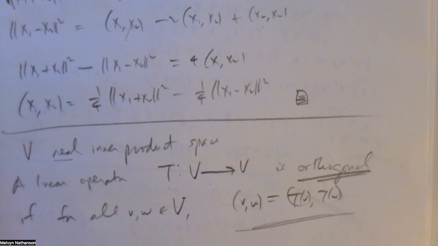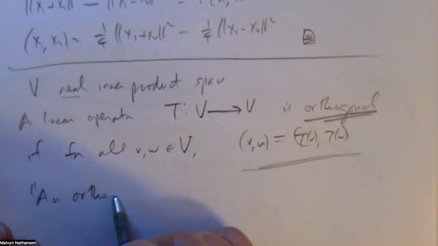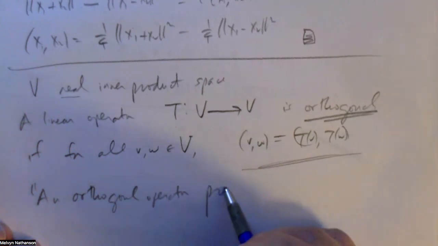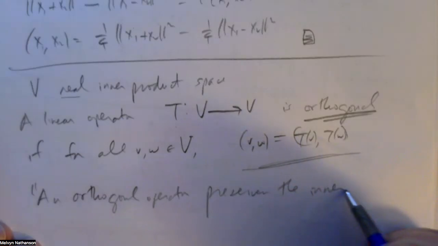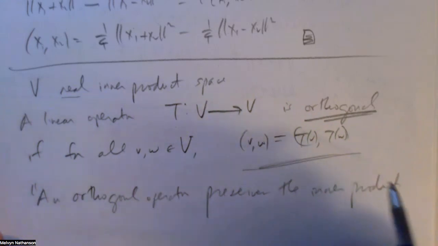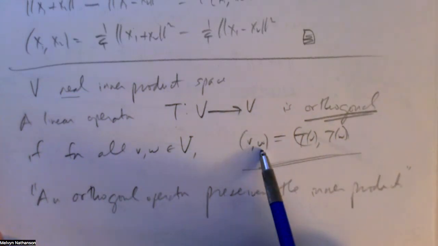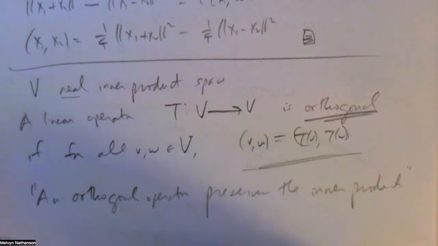So you might say, I'll put this in quotes, an orthogonal operator preserves the inner product. Right. You have the inner product of v and w. That number doesn't change if you take the inner product of T of v and T of w.